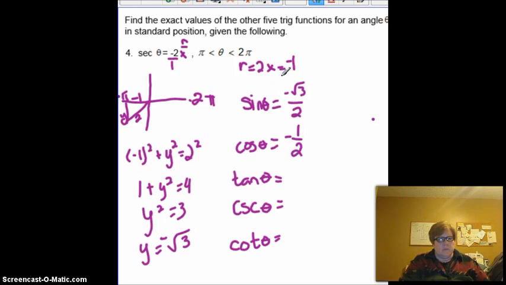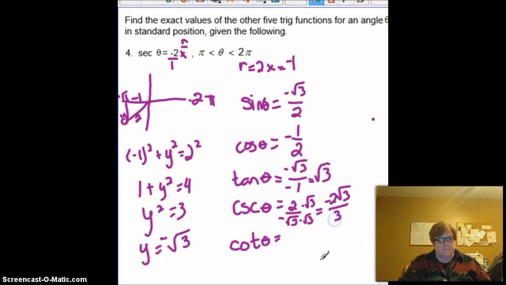Tangent theta is going to be y over x, so that's going to be negative square root of 3 over negative 1. And so that's going to actually just be square root of 3. Okay, cosecant theta, cosecant goes with sine, so we're going to do the reciprocal, so that's going to be 2 over negative square root of 3. We'll multiply both by the square root of 3, and we get negative 2 square root of 3 over 3.